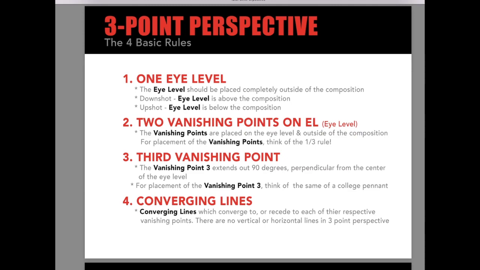There are 2 vanishing points on the eye level. The vanishing points are placed on the eye level outside of the composition again. You can think about the 1/3 rule.